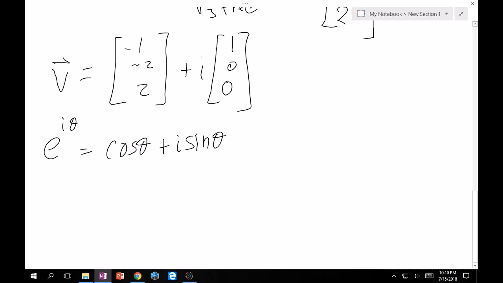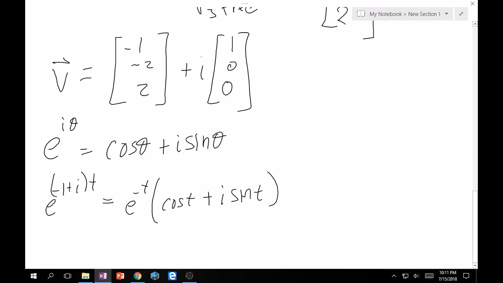Anyway, okay, so as always, it's always e to the lambda t, right? So our lambda was minus 1 plus i. Therefore, e to the (minus 1 plus i) times t is going to give me e to the minus t, right, times e to the it. e to the it, as per Euler's formula, is just going to be cosine t plus i sine t. Okay, we're in pretty good shape.